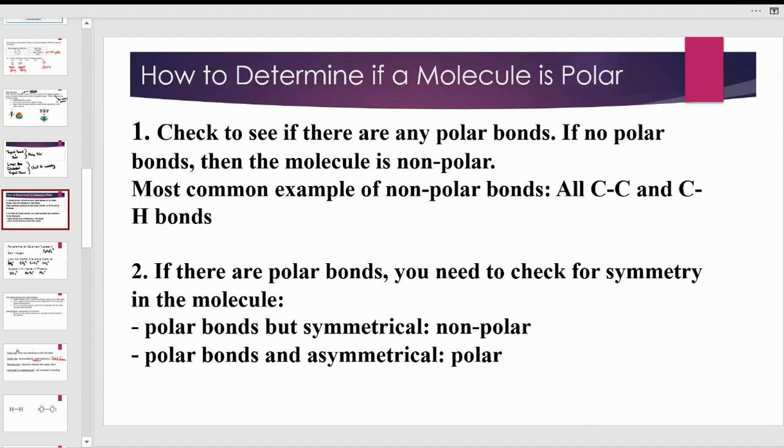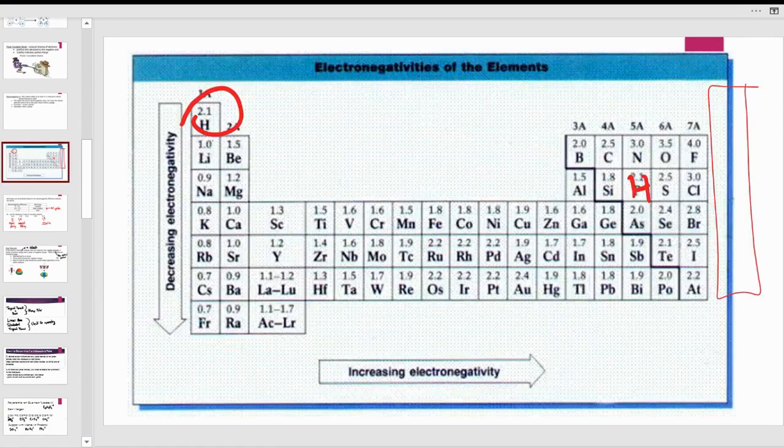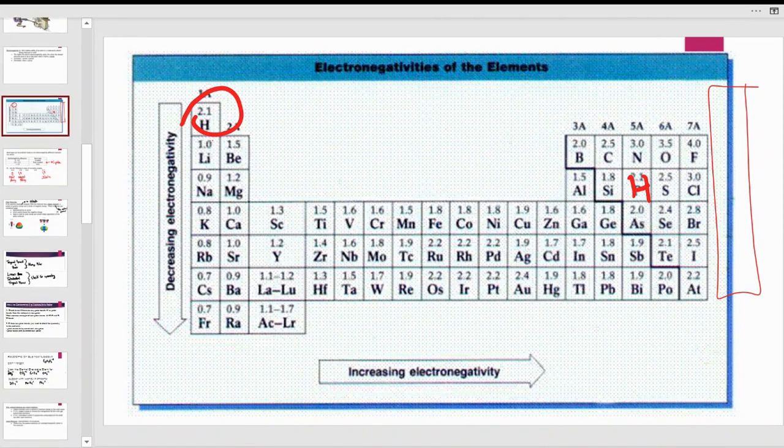How to determine if a molecule is polar or not? First, we're going to check and see if there's any polar bonds, meaning, how different are they? Okay? How far apart are they on the trend? If they're really far apart, definitely be polar.